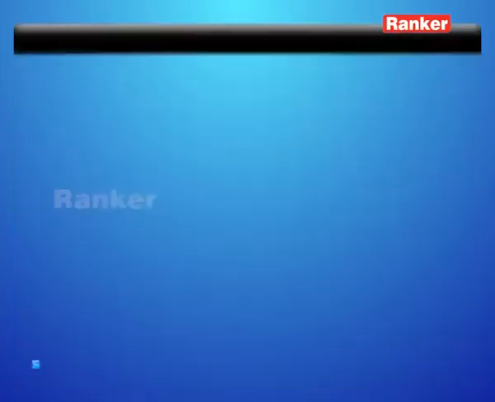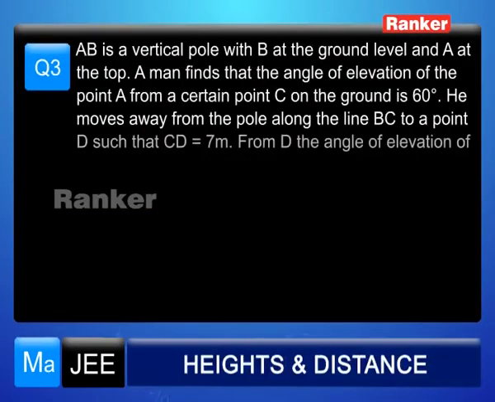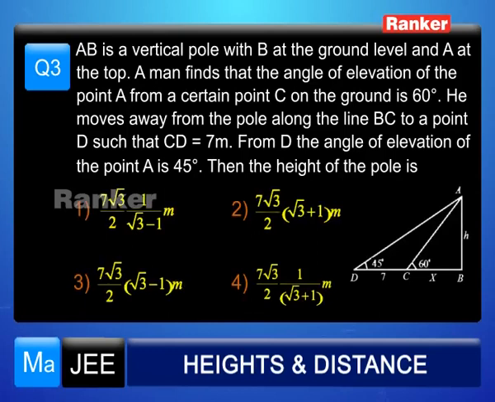Let's move to the next question, question number 3. AB is a vertical pole with B at the ground level and A at the top. A man finds that the angle of elevation of the top, that is A, from a certain point C on the ground is 60 degrees.